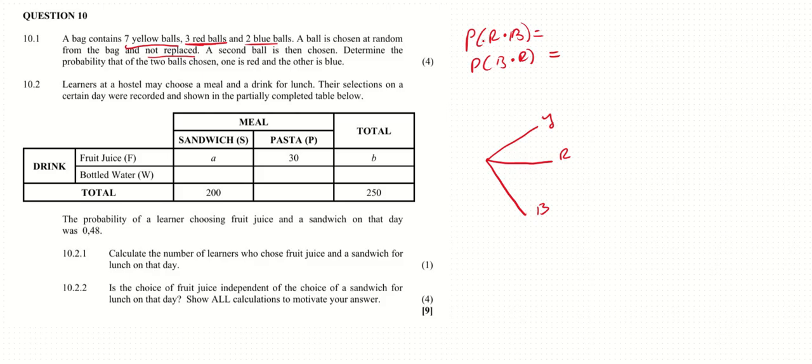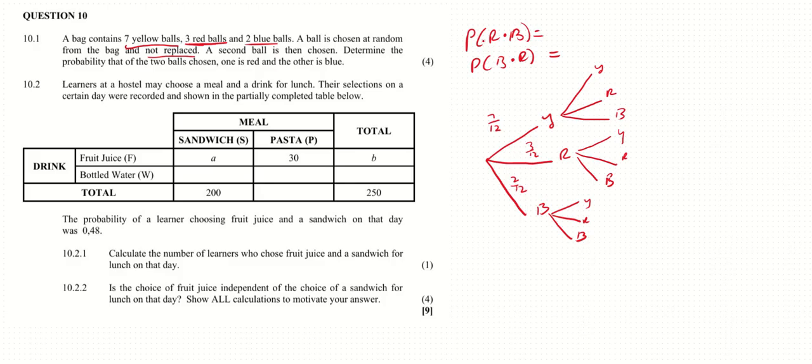So for yellow, we can choose 7 out of 12. Red, we can choose 3 out of 12. Blue, we can choose 2 out of 12. Now we can choose again, because we have to choose for the second time. Yellow, red, blue, the same choices. Remember that this was the first event, and now this is the second event. One of these is going to happen.